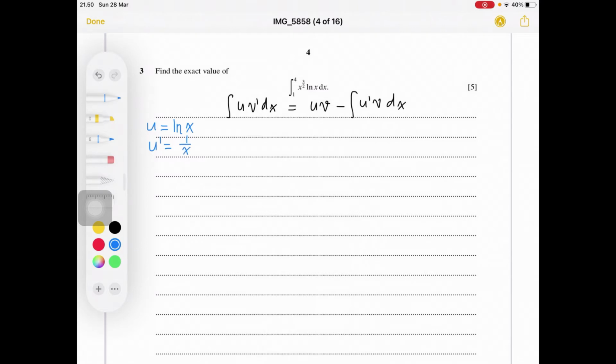and then v prime is equal to x to the power of 3 over 2. V is integral x to the power of 3 over 2 dx. So it's equal to 2 over 5 x to the power of 5 over 2. So we continue the integration using this information.